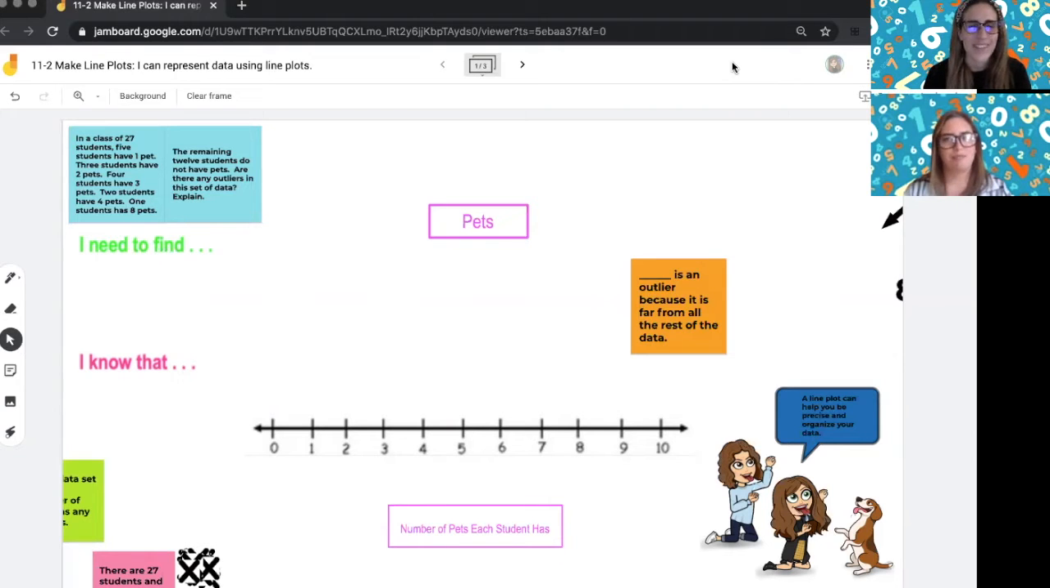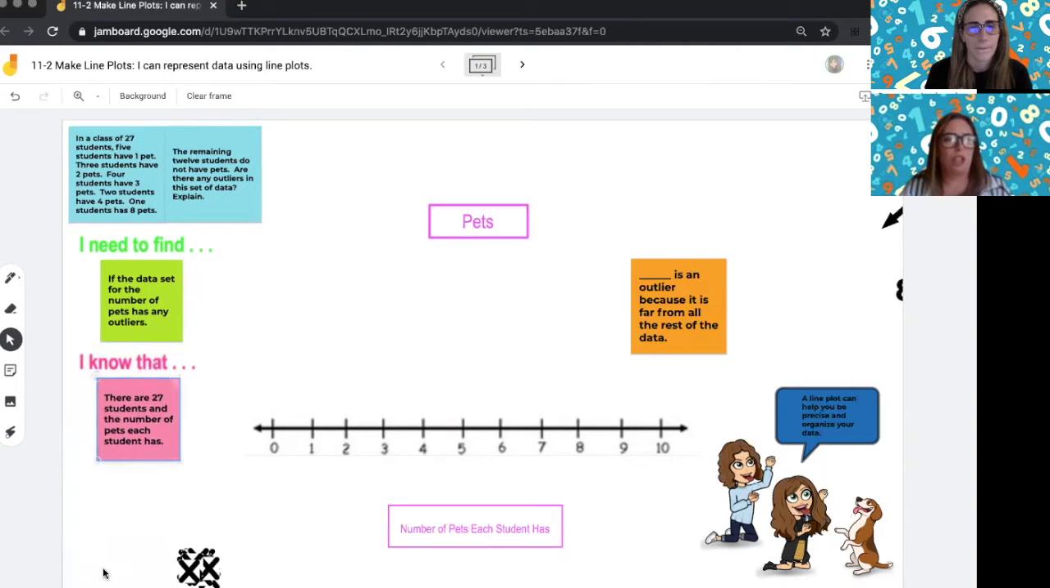Sure is. What is this question asking us to find? So I need to find if the data set for the number of pets has any outliers. Great. What do we already know? We already know that there are 27 students and the number of pets each student has. And Ms. Ortiz, before we go ahead, I just want to remind everybody that an outlier is any number in the data set that is very different from the rest of the numbers. Great. So that's what we're looking for. How can we look for that just with this big word problem with all these numbers in it?